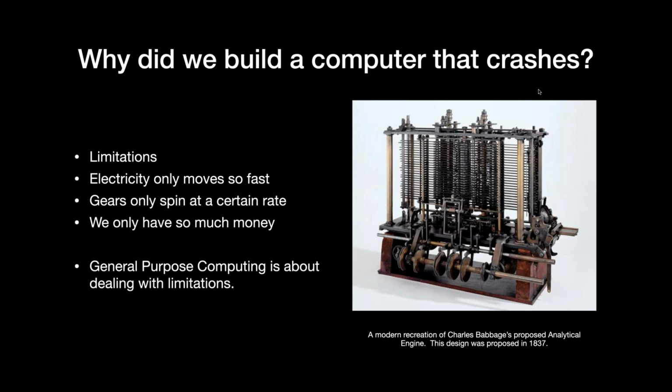So if you look at that, you can't store more in there than you have gears already, right? There's limitations on the physical materials that this device is built out of. Those gears are only going to spin so fast. Those belts can only move so fast before they just start on fire and burn up. It's the same in the digital computers that we build. We only have so much money and electricity only moves so fast. So every computer that we build has limitations. And general purpose computing is all about dealing with those limitations.